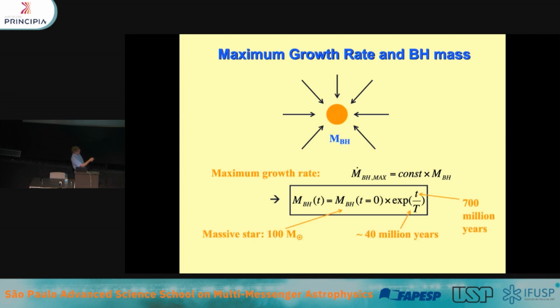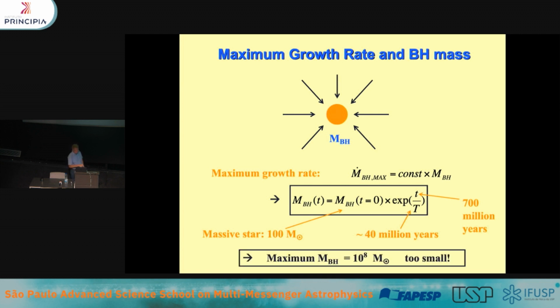This time scale, if you assume a radiation efficiency of 10%, is 40 million years. So this is the Eddington limit. It implies there's this maximum rate, and the growth which would occur between redshift, let's say, infinity and redshift 6, you have 700 million years. The e-folding time scale is 40 million years. If you start with a 100 solar mass black hole, this gives you 10 to the 8 solar masses, which is too small by at least an order of magnitude.